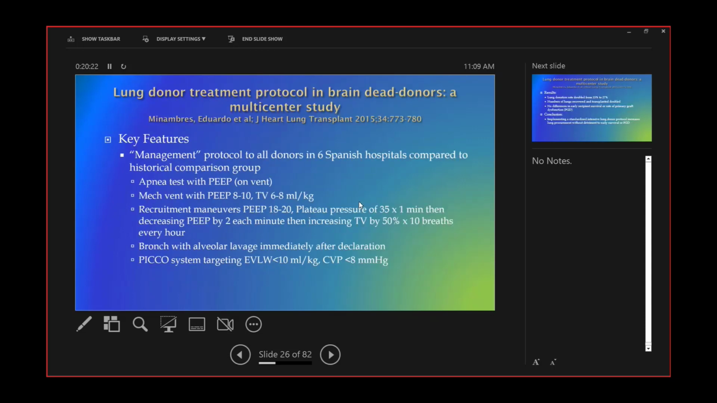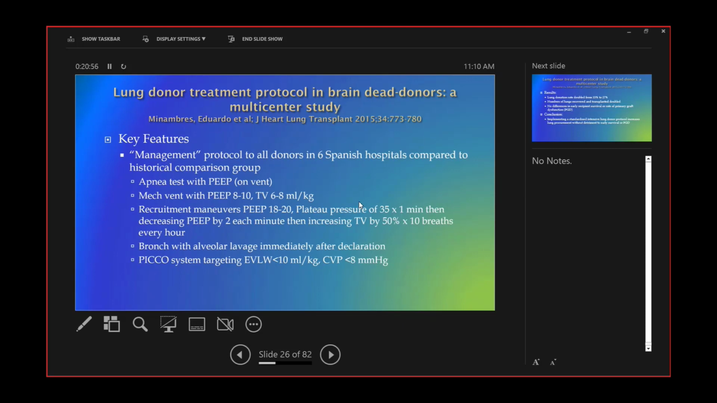This was another multi-center study done in Europe by the same group that did the first study. This was in 2015. They did this study in 6 Spanish hospitals, and they did this with all donors. They did the apnea test on the ventilator with PEEP. They did mechanical ventilation with PEEP of 8 to 10 and a tidal volume of 6 to 8 per kilo. They did recruitment maneuvers with a PEEP of 18 to 20, plateau pressures of 35 for 1 minute, then decrease the PEEP by 2 each minute, then increase the tidal volume by 50% for 10 breaths every hour. And they did bronchs with alveolar lavage immediately after declaration.